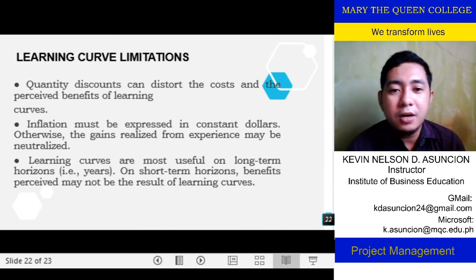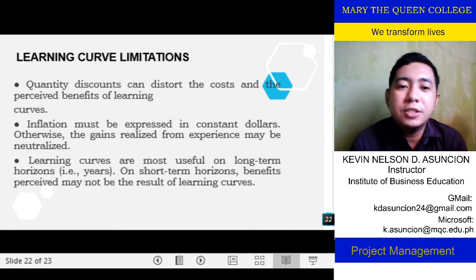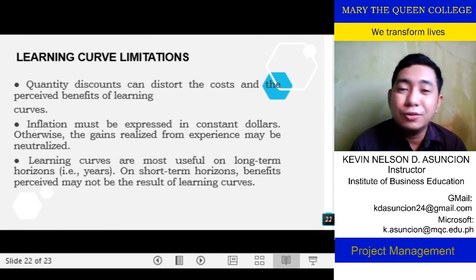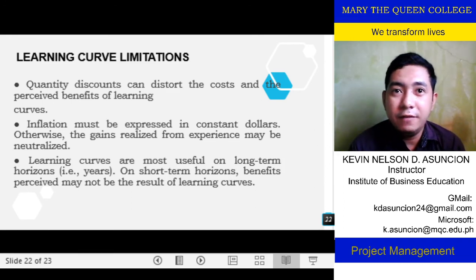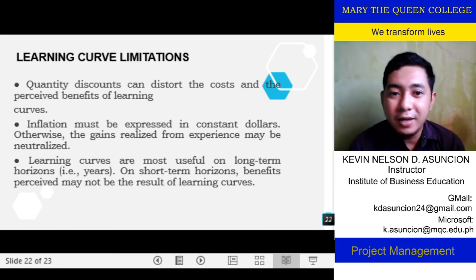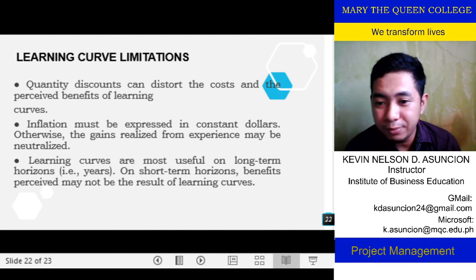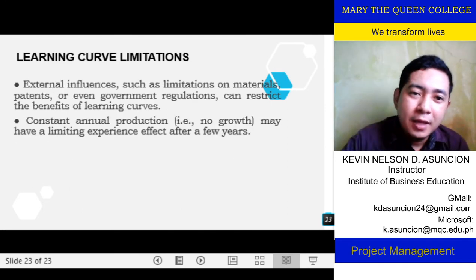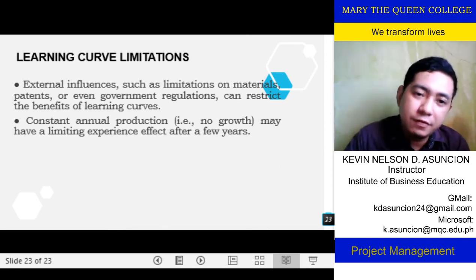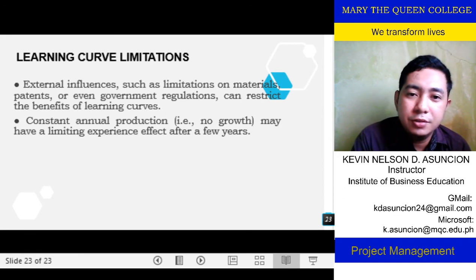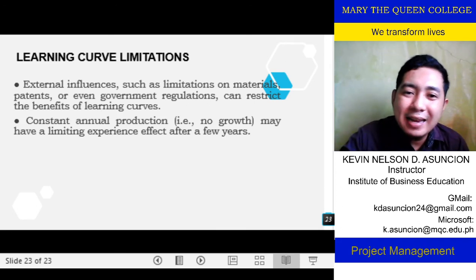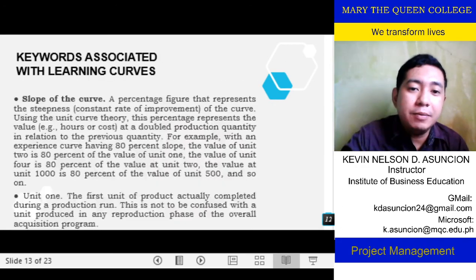So learning curves are most useful on long-term horizons. On short-term horizons, benefits perceived may not be the results of the learning curve, no? Learning is a long-term process, sabi nga ng Philadelphia 76ers, trust the process, no? Hindi ka man magaling ngayon, soon makikita nila yung worth mo. So hindi naman basta-basta yan, no? External influences such as limitations on materials, patents, and other government regulations. So these are external factors na. Then constant annual production, no growth, may have a limiting experience effect after a few years. So I would like to highlight this, that hindi siya forever, sabi nga kanina, no?